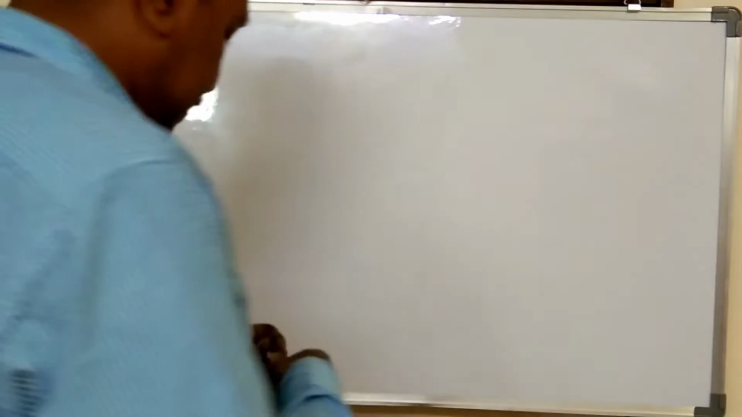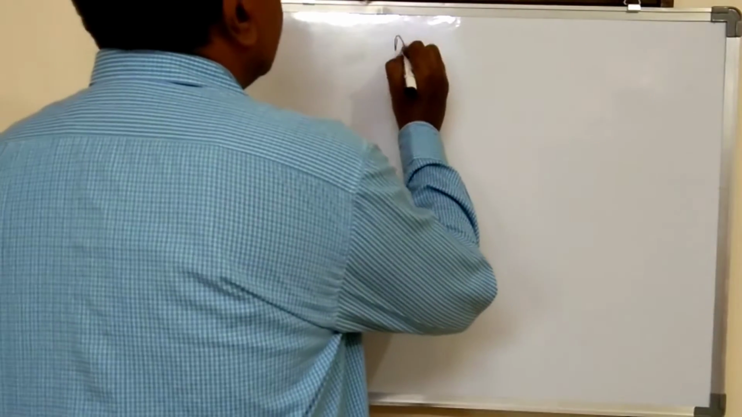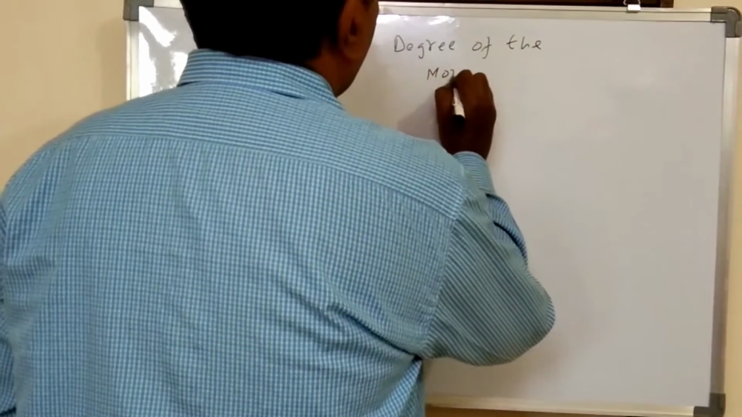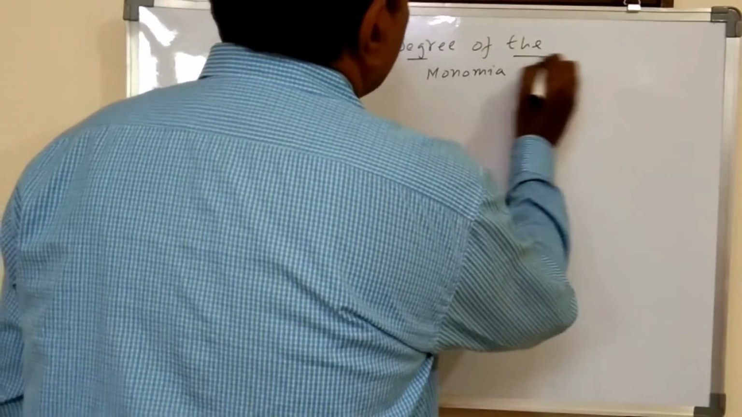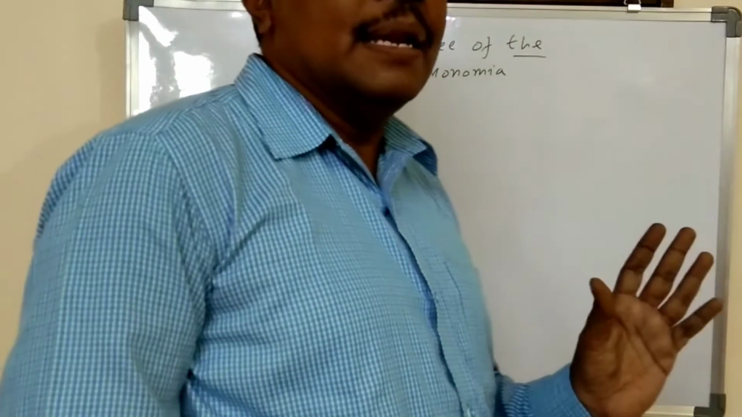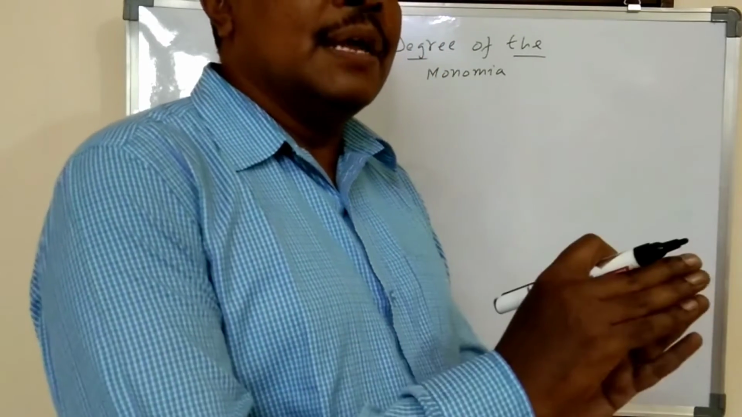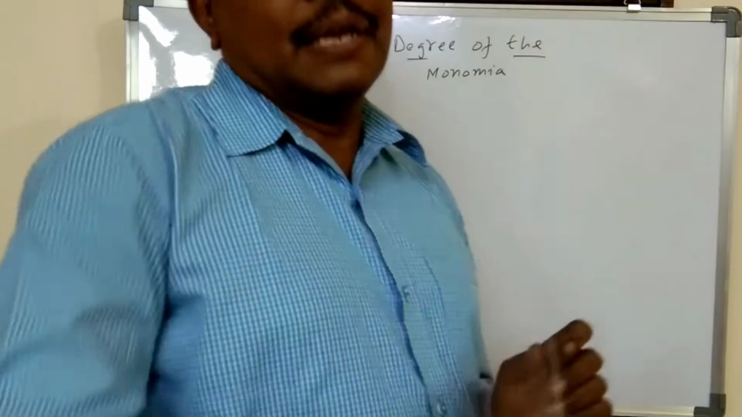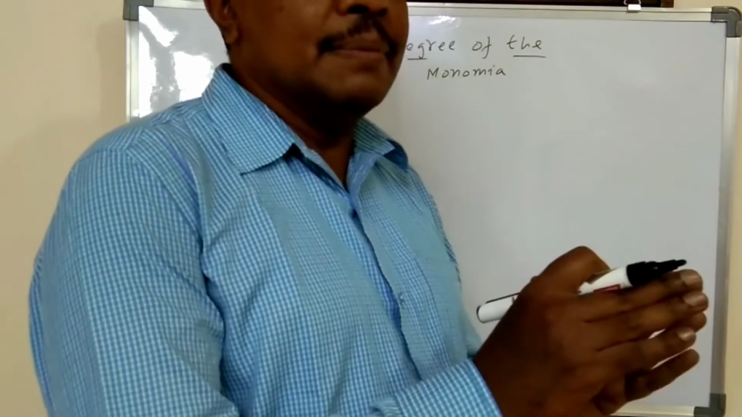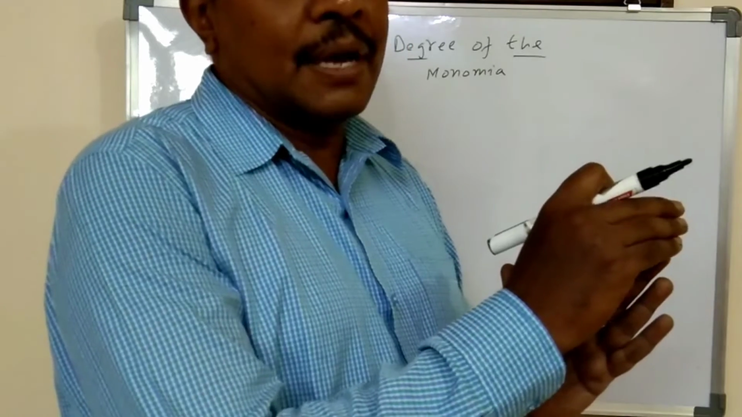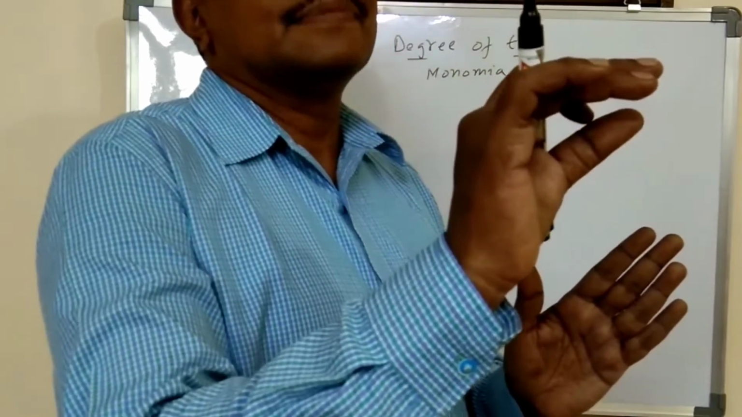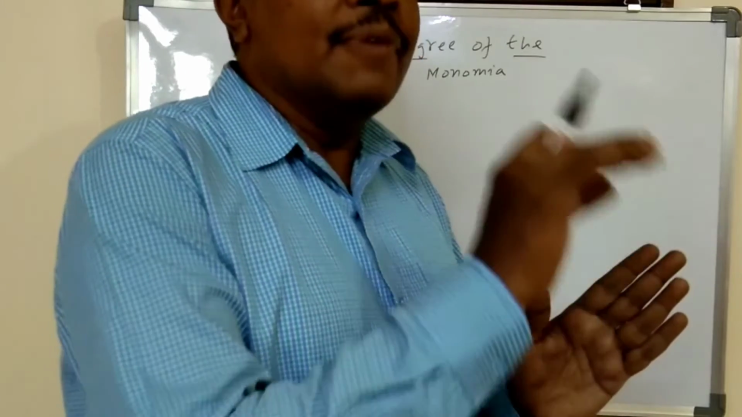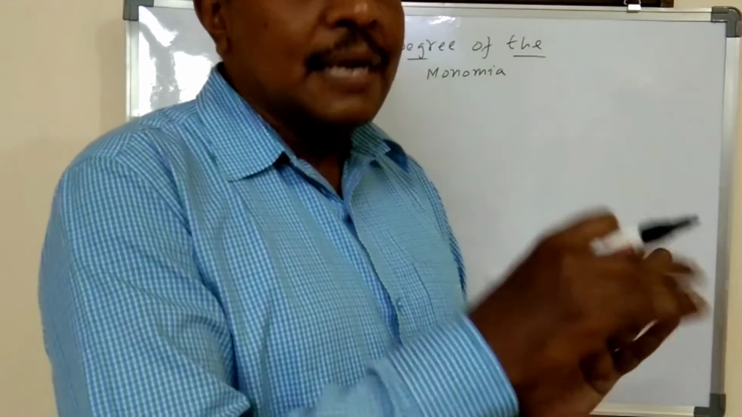Okay, first, the degree of the monomial. So what is the degree of the monomial? A monomial possesses certain variables, and the variables have certain indices. Suppose you add all the indices of the variables involved in that monomial. That means the sum of the indices of the variables involved in that monomial is known as the degree of that monomial.